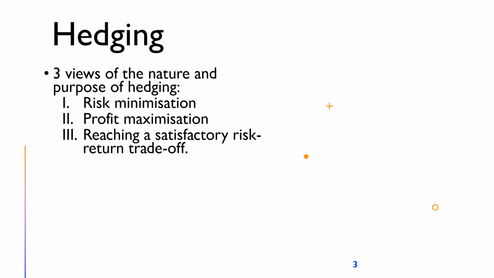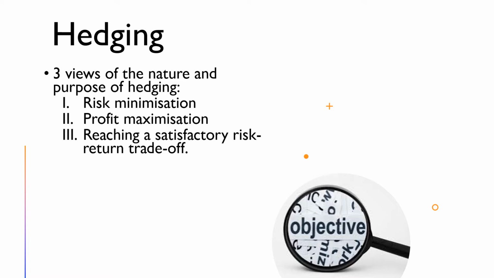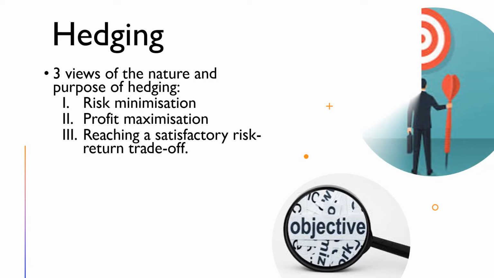What is the key objective of hedging? There are three views of the nature and purpose of hedging. First, risk minimization. Hedging deals with reducing and eliminating the risk of uncertainties. Second, profit maximization. Hedging helps to restrict losses that may arise due to unknown fluctuations in the price of investment. Therefore, profit is maximized. Third, hedging helps investors to reach a satisfactory risk-return trade-off.